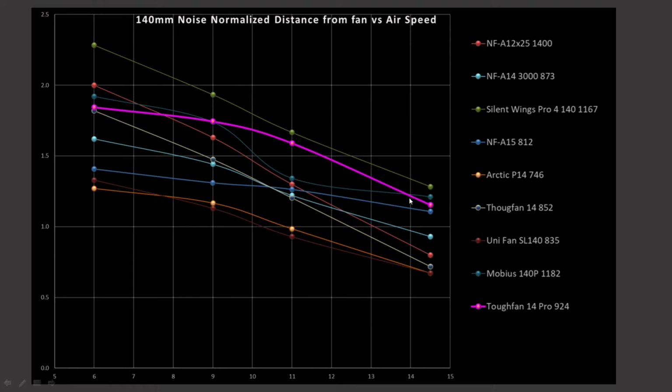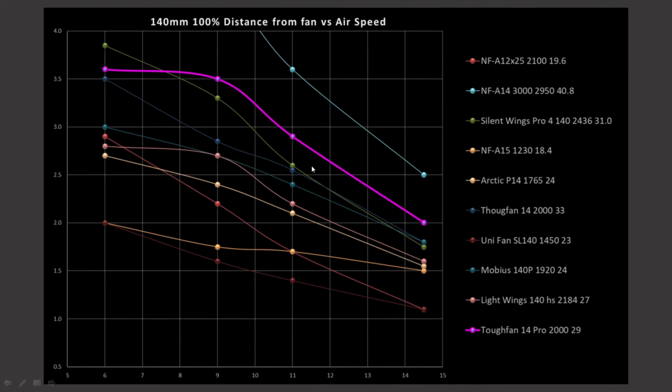Matter of fact, the only other fan other than the Silent Wings 4 Pro 140 that's beating it at 14.5 inches, so big cases, is the Mobius 140p. And the Mobius doesn't compete with it at the 11-inch mark, and only competes with it at shorter distances like the 6 and 9. So, I mean, I don't know what to say. I'm excited about this fan because of its performance. And you can see where it ranks with the other fans at 100%.